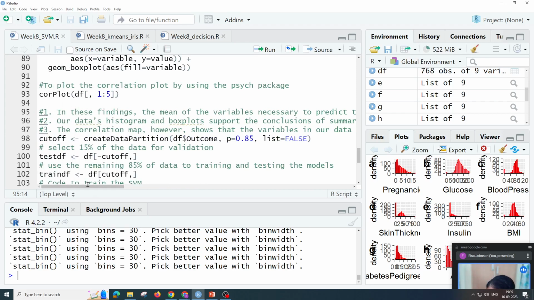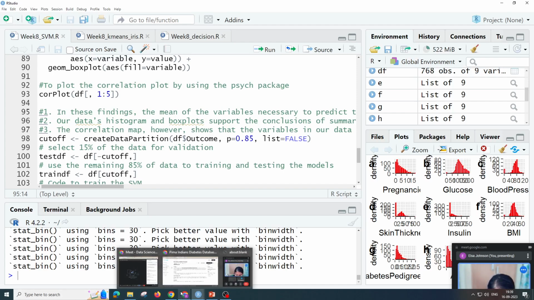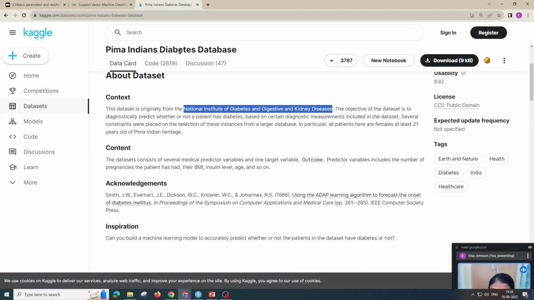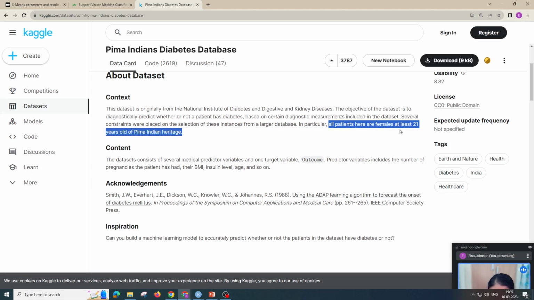Is there any relationship between them? Okay, that is a physiological question. So this particular data set I have shown, right? I'll come back to the data set, the Pima Indian diabetes data set. This one is taken for females. All the patients here are females of at least 21 years old of Pima Indian heritage.